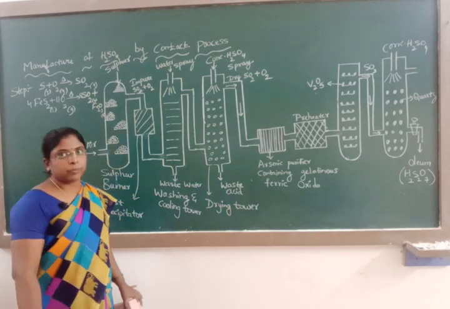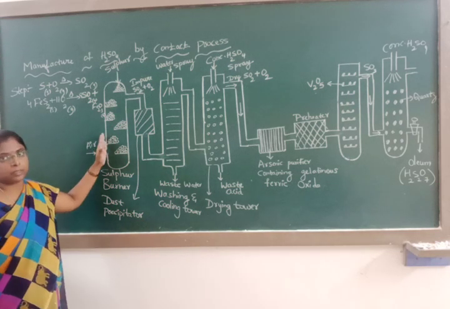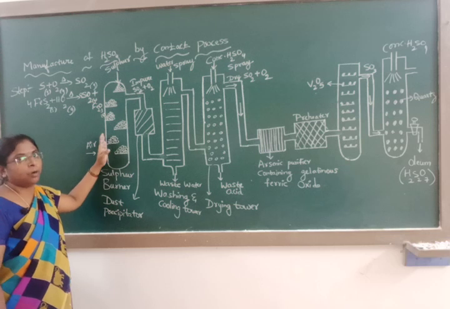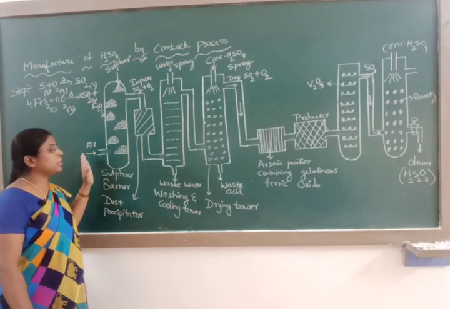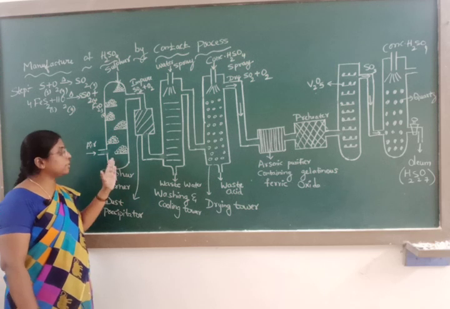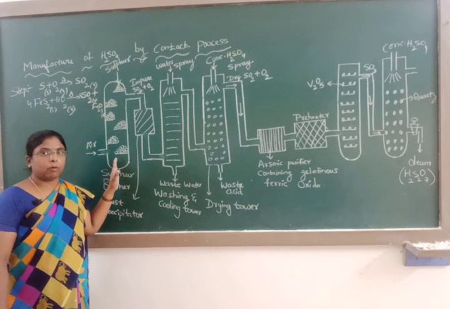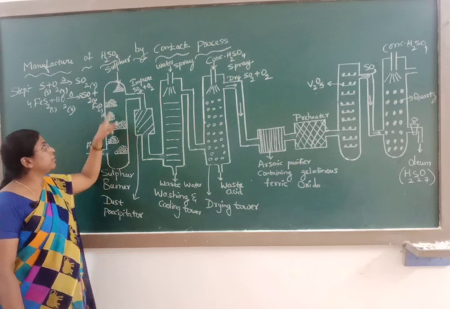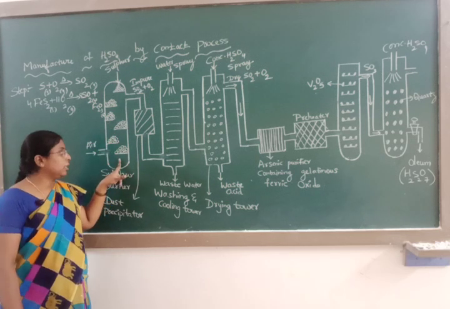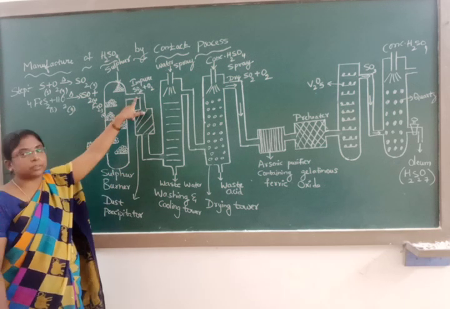We shall see here one by one step. We can write down here. The first is that sulfur burns with oxygen in the presence of air to form sulfur dioxide. Either we can take sulfur directly, or iron pyrites, FeS2, which on roasting in the presence of air is converted into sulfur dioxide. First step.